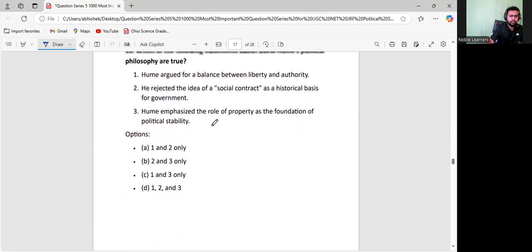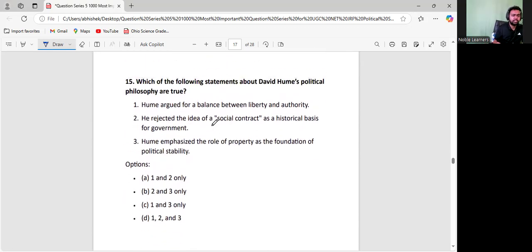Now again, let us talk about David Hume. Question number 15: which of the following statements about David Hume's political philosophy is true? Hume argued for a balance between liberty and authority. He rejects the idea of social contract as a historical basis for government. That's true. Actually, he didn't accept the social contract.